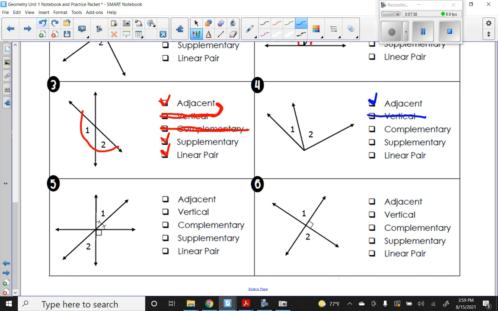Pause it and try number 5. This one is a toughie. The answer for number 5 is they are vertical from each other. Okay, they're back to back. They are also complementary. Now, why is that?